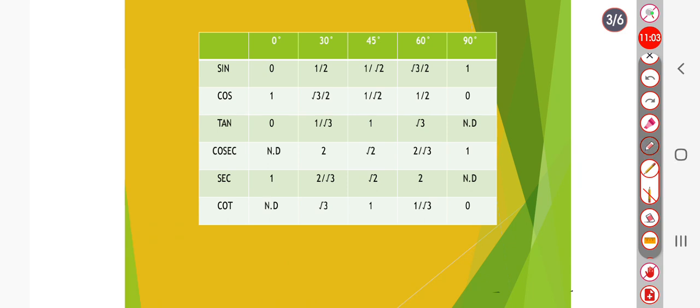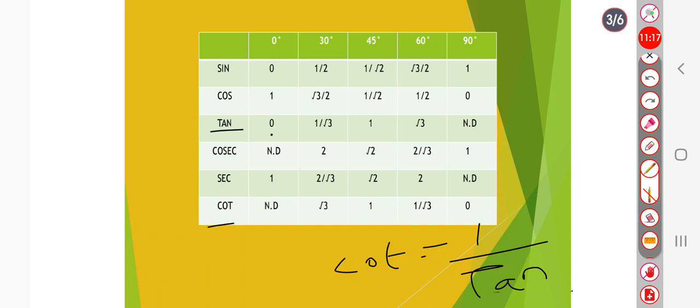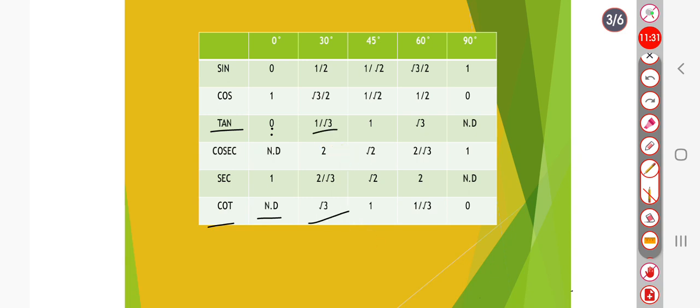Similarly, with the help of tan, we can find the value of cot, because cot is nothing but 1 by tan. So with the help of tan, we can easily find the value of cot. So tan 0, its inverse is not defined, as I told you before. Then 1 by root 3 is tan 30. Cot 30 will be the inverse, so root 3. 1 inverse is 1. Root 3 inverse is 1 by root 3. Not defined inverse is 0.